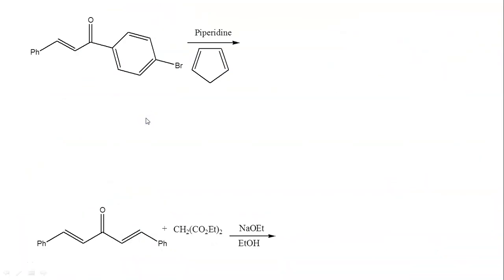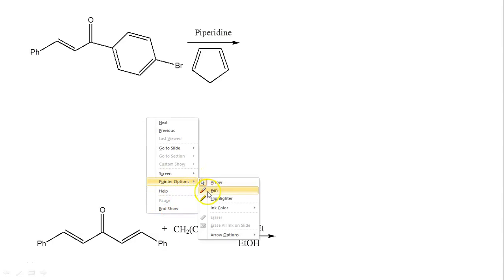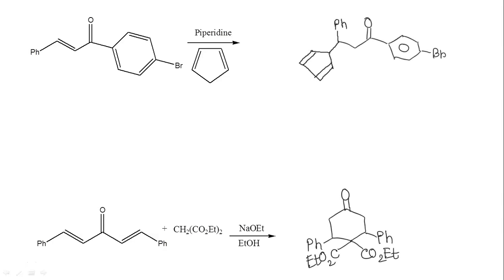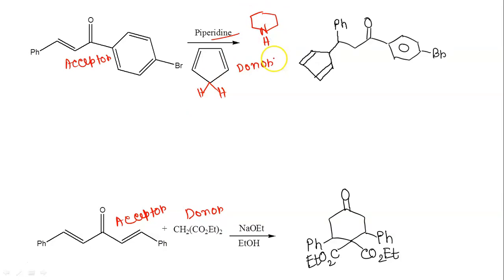So here we have 2 examples of Michael addition. What will be the product that we have to predict? So the products are these 2. In the first case, this is our acceptor and this is the donor. And in the second case, this is the donor, this is the acceptor. So first we will see the mechanism, and here in presence of piperidine, one of these hydrogens will be removed. So what is the structure of piperidine? This is a cyclic secondary amine.